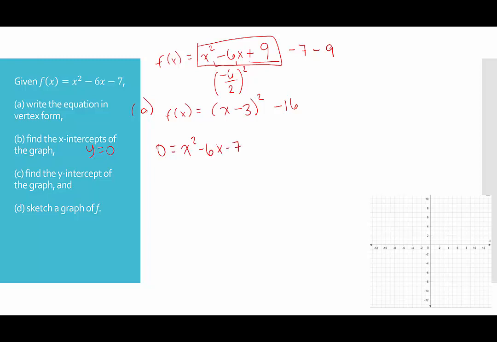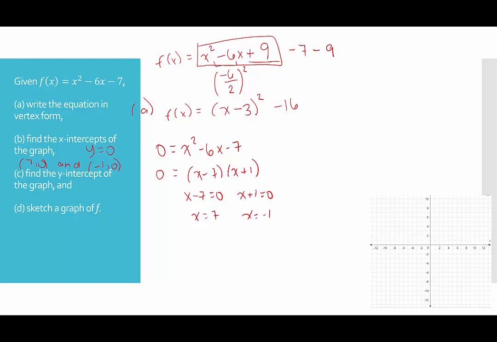I want to see if this is factorable, because if it is, that makes my life a whole lot easier. It is. This would be x minus 7 times x plus 1. That's good news. Then we set each factor equal to 0. That's x minus 7 equals 0. X plus 1 equals 0. Solving for x, we get x equals 7. And here we get x equals negative 1. So if we go back, our x-intercepts, we have (7, 0) and (negative 1, 0).